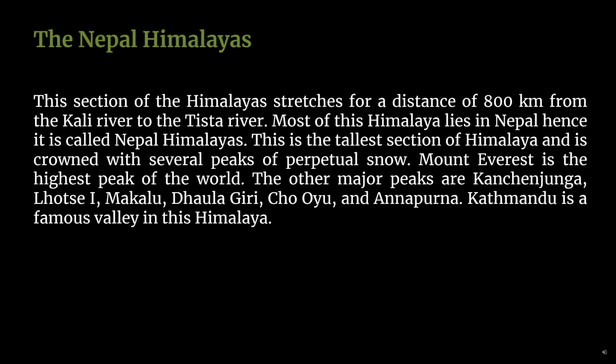The Nepal Himalayas. This section of the Himalayas stretches for a distance of 800 km from the Kali River to the Teesta River. Most of this Himalaya lies in Nepal, hence it is called Nepal Himalayas. This is the tallest section of Himalaya and is crowned with several peaks of perpetual snow. Mount Everest is the highest peak of the world. The other major peaks are Kangchenjunga, Lhotse I, Makalu, Dhaulagiri, Cho Oyu, and Annapurna. Kathmandu is a famous valley in this Himalaya.